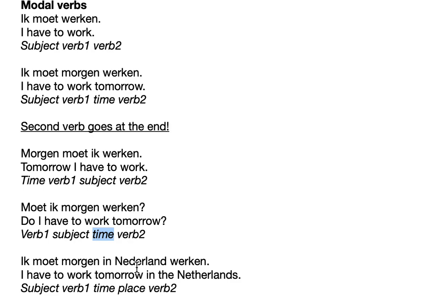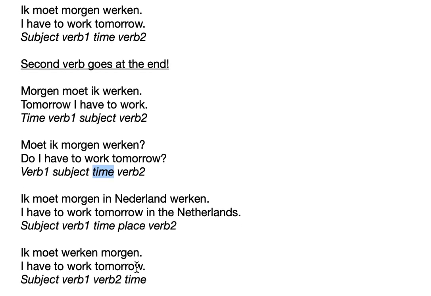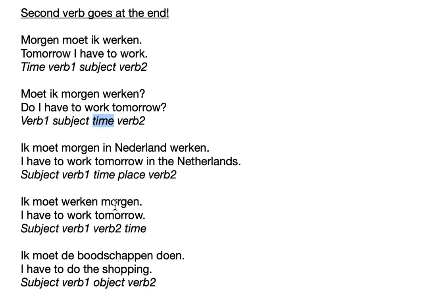Now, let's see something to complicate matters a little bit more. Ik moet werken morgen. I have to work tomorrow. Subject, ik, verb 1, moet, verb 2, werken. Morgen, time. Wait, but Alain, that's me, Alain. You just said that at the end of the sentence, you have to put the second verb at the end of the sentence. This is very, very, very important. And yeah, you're right. This with time and place, you can actually put it at the end of the sentence, and with prepositions too. But there's a big but here.